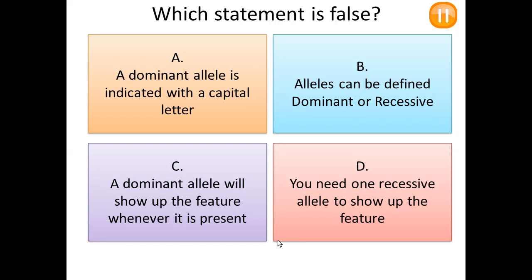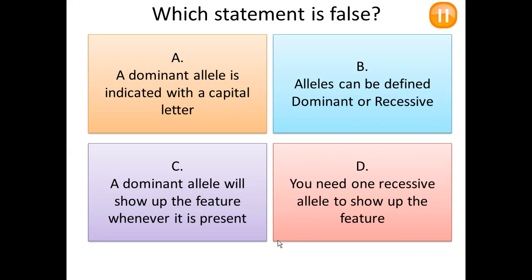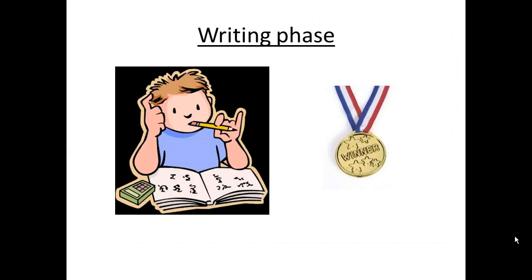Okay? Now, there's another task for you. Please tell me which statement is false. Go through the four options and pick one. Pause the video to go through the four options and tell me which one is false. Okay, it's time to check the answer, and the statement that is false is D, because it said you need one recessive allele to show the feature, and that is false because you need two recessive alleles to show the feature.